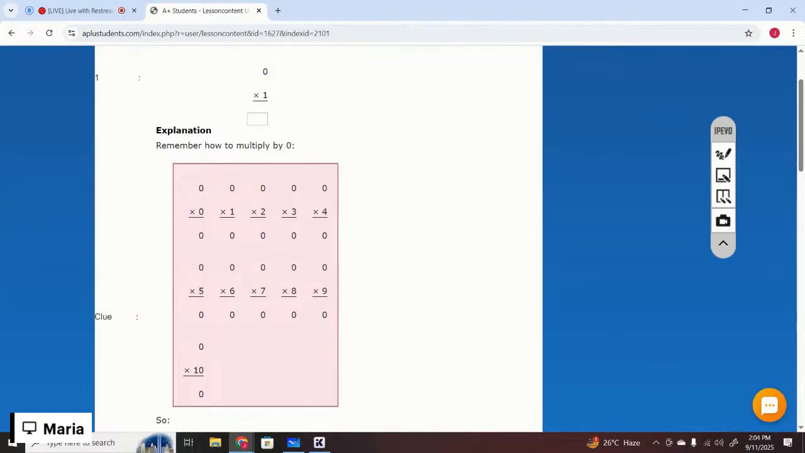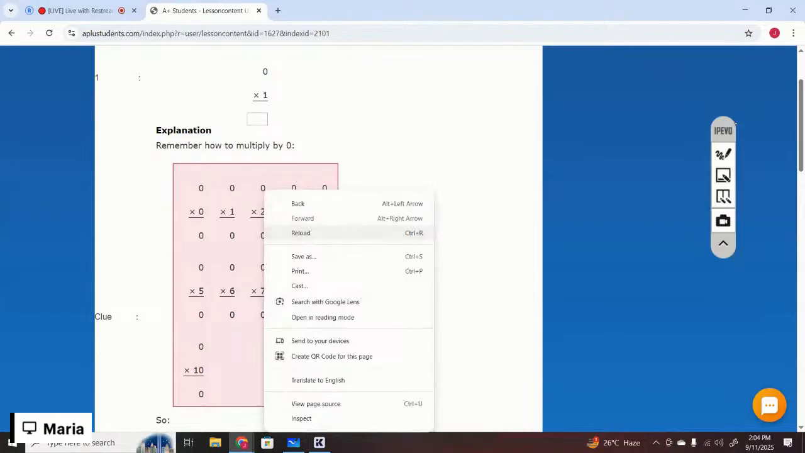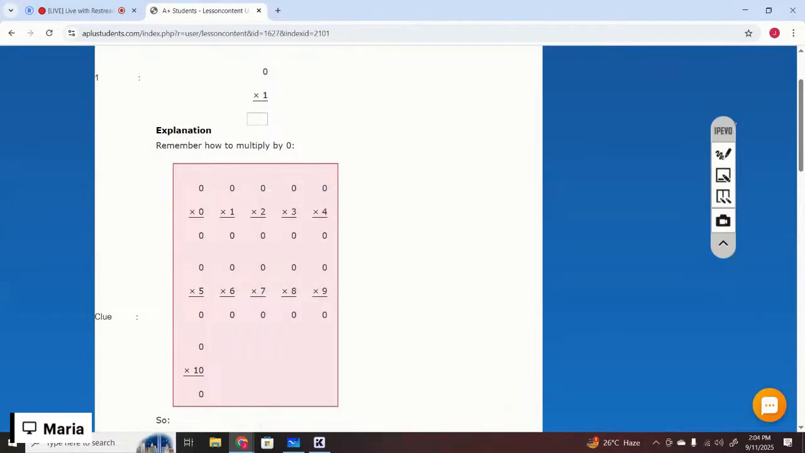0 times 1 is 0. 0 times 2 is 0. 0 times 3 is 0. 0 times 4 is 0. 0 times 5 is 0. 0 times 6 is 0. So you can keep going, whatever number it is, if it is 1000, 10,000, or 5,000. If you are multiplying it by 0, the answer is always 0.